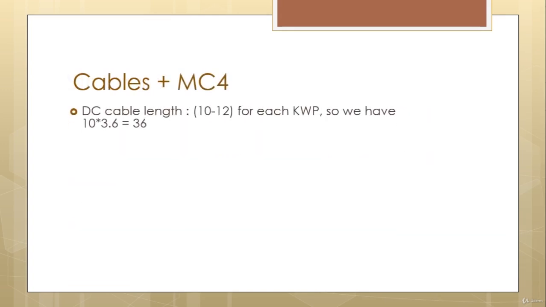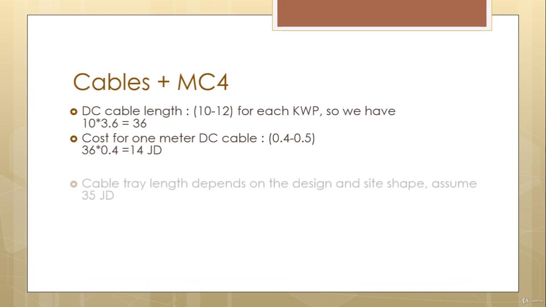Cables plus MC4 connectors. DC cable length, as we discussed before, is 10 to 12 meters for each kilowatt peak. So we have 10 multiplied by 3.6, which is 36. The cost for 1 meter of DC cable is 0.4 to 0.5. So 36 multiplied by 0.4, we will get 40 JD.